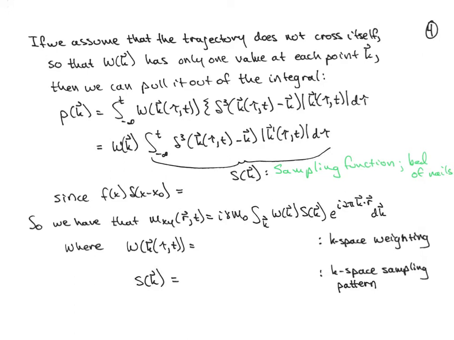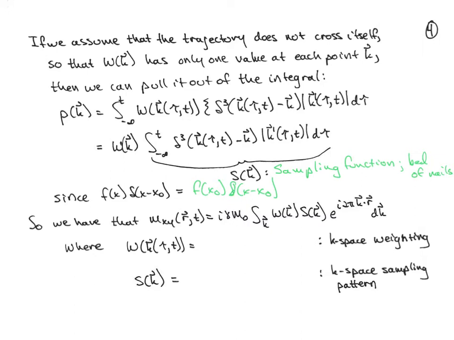And we can do this because any arbitrary function f of x times a delta function that's centered at x naught is equal to that function evaluated at x naught also times that delta function. Okay, so equivalently we can evaluate w only at this location k and pull it outside the integral, because when we do that, it becomes independent of time.